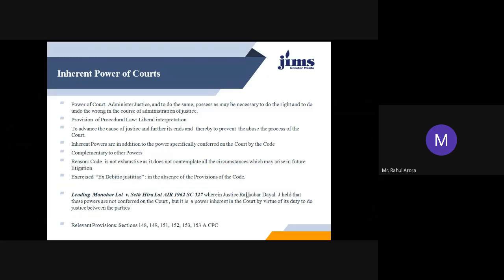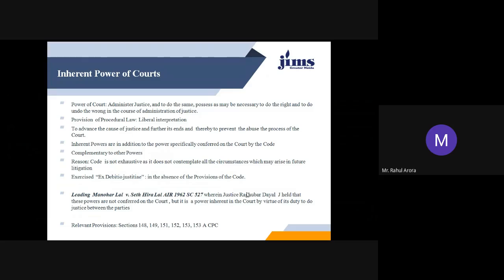As you all are aware that powers have to be used in a very judicious manner. As such, some restrictions can also be imposed, or in other words, some guiding factors may also be looked into by the court while exercising its jurisdiction under the provisions of inherent powers of the court. So this is all about the introduction part of the inherent powers of the court.